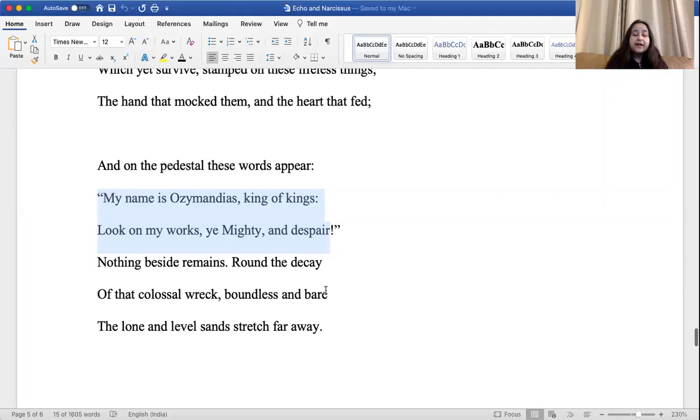Nothing beside. And then we see that everything is destroyed. So Ozymandias is talking about his greatness, and those are the two lines on his statue. But actually next to his statue nothing has remained. Round the decay of that colossal wreck, wreck is the destruction, colossal means very huge, boundless and bare, the lone and level sands stretch far away. So only the sands are stretching, everything is destroyed.